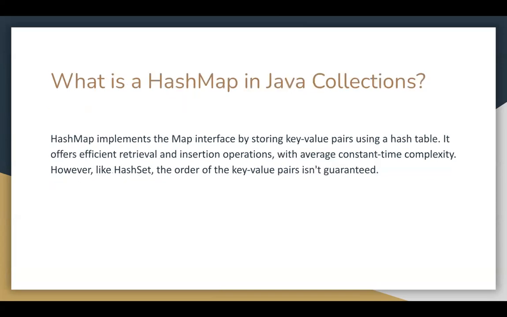What is a HashMap in Java collections? HashMap implements the Map interface by storing key value pairs using a hash table. It offers efficient retrieval and insertion operations with average constant time complexity. However, like HashSet, the order of the key value pairs is not guaranteed. So basically, HashMap is used for mapping purposes. It stores data in the form of key value pairs.